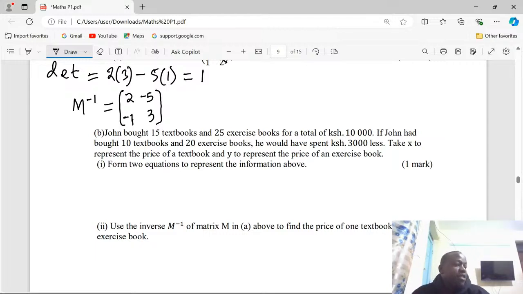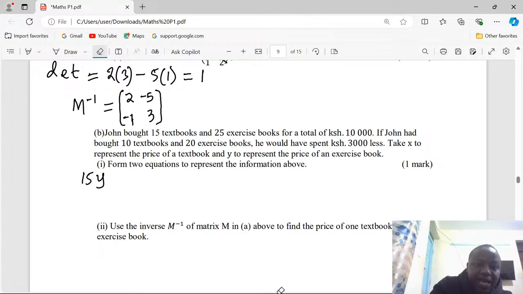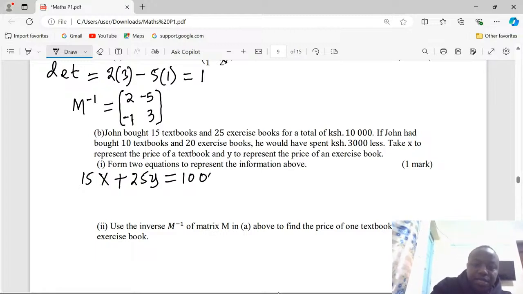So to represent the information above, we are supposed to say that 15 textbooks, so 15 multiplied by the price of each, which is X, plus 25 multiplied by Y, we are supposed to get 10,000.